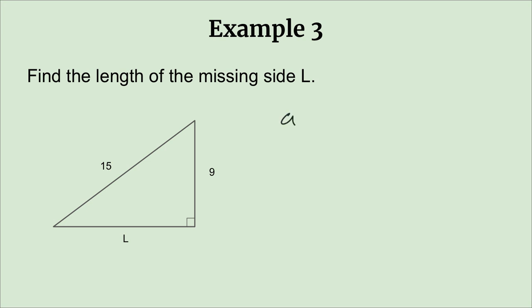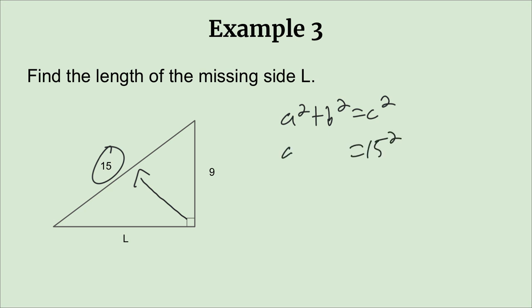Now we'll have a squared plus b squared equals c squared. Now we check to see what our hypotenuse is, because that's the most important part, and our hypotenuse is 15. So we plug 15 in for c, which means we're left with 9 squared plus l squared. We have 81 plus l squared. We don't know what l is, but we're trying to find, equals 225.